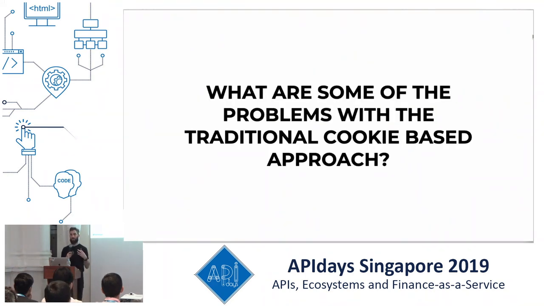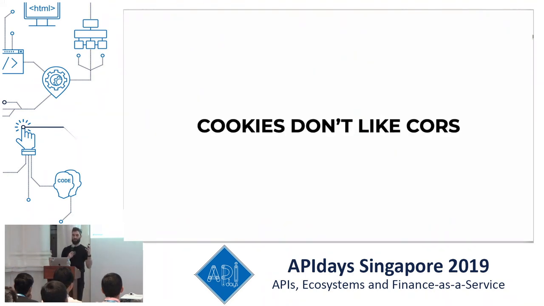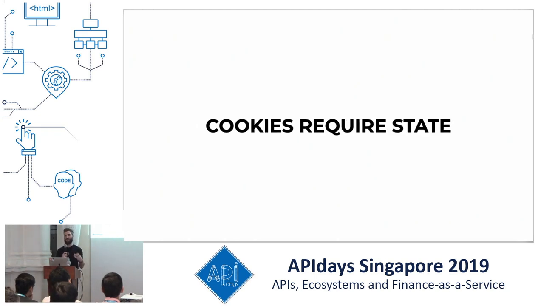So what are some of the problems with the traditional cookie-based approach? Cookies don't like CORS. Who likes CORS? Usually there's one person in the room who says, I do, and I know that it's lying, but this time, no. Nobody likes CORS, because it's hard. Cookies require state, and in an ideal scenario, we would like our APIs to be stateless.